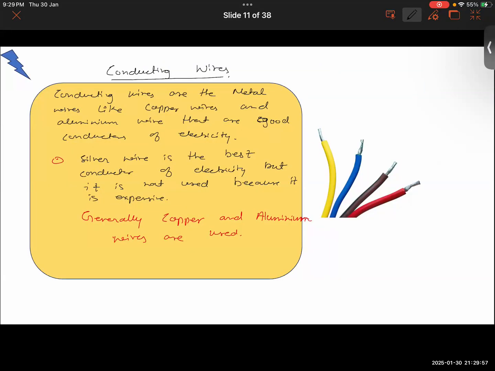We also learned about the conducting wires. To make a conducting wire, you know that metals like copper or aluminum are good conductors of electricity. And we have learned that silver is the best conductor of electricity. But why do we not use silver in place of copper and aluminum? Why don't we use it, although it's the best conductor of electricity? Because of the obvious reason that it is quite expensive. That's why we don't use it, right?